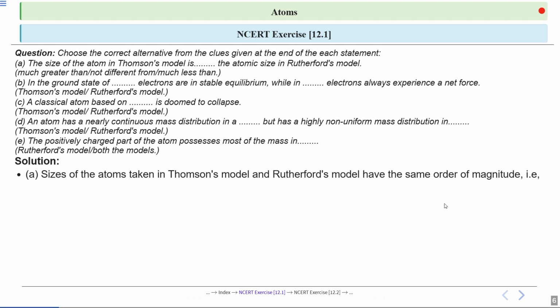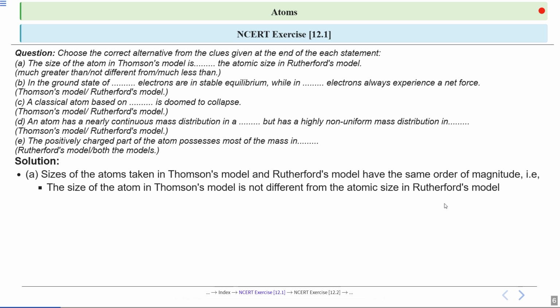Both Thomson's and Rutherford's models describe the atom as being about the same size, even though the internal structures are very different. This means that the overall diameter of the atom doesn't change much between the two models. The main difference is in how the positive charge and mass are distributed, not the size itself. Notice here that the correct answer is not different from. The size of the atom in Thomson's model is not different from the atomic size in Rutherford's model. While the internal arrangement of particles changed, the estimated size of the atom remained similar in both models.